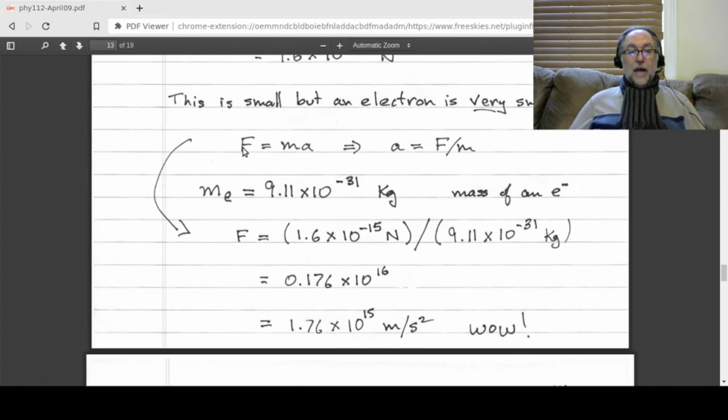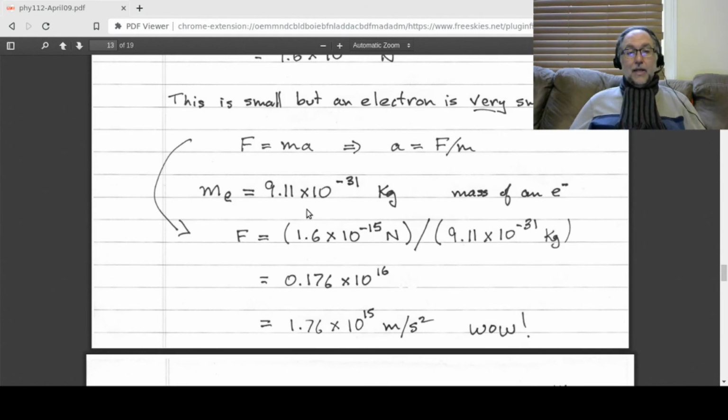Now that we have the force, and we're going to look up the mass, we can calculate the acceleration. The acceleration is just the force divided by the mass. It turns out that the mass of an electron is 9.11 times 10 to the minus 31 kilograms. If you remember, the mass of a proton was like 1.66 times 10 to the minus 27, and this is minus 31. So that's 4 orders of magnitude. Electrons are significantly smaller than protons.